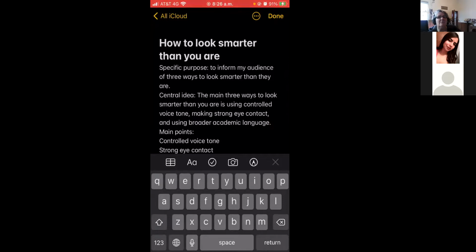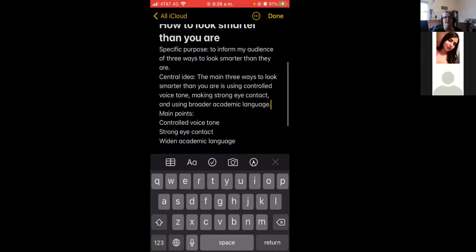Because wider is normally used for objects, like this stream is wider here. The dining room door is wider than the kitchen door, for example. But when you're talking about language and knowledge, broader is the more academic word to use for that. Okay, thank you.